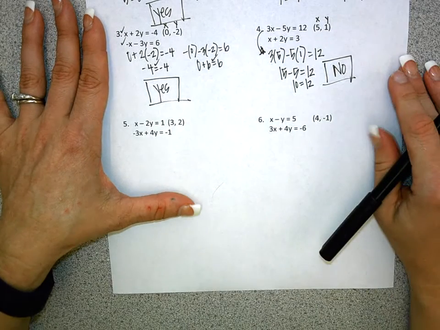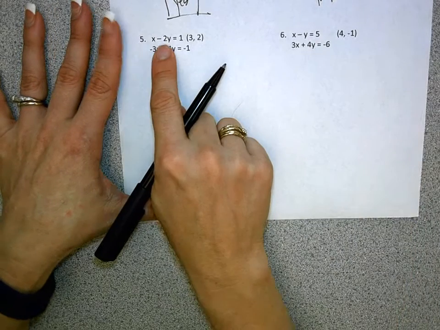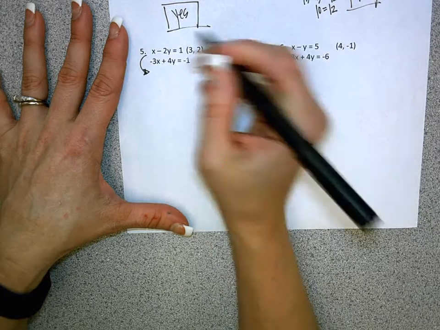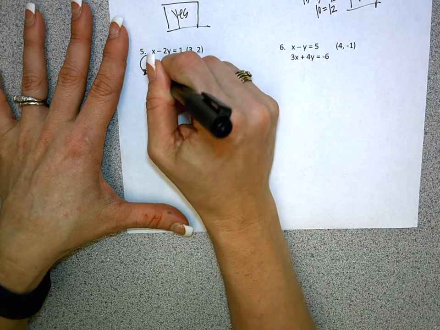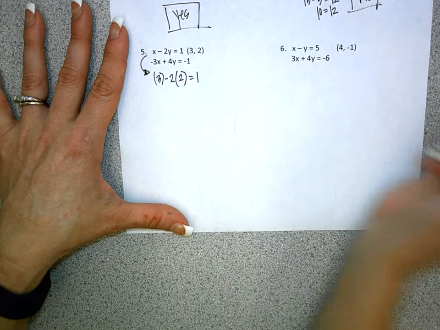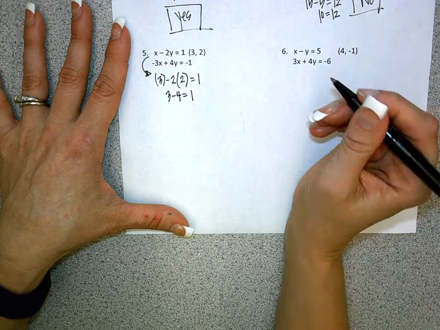Anybody have questions so far? So this is just plugging things in. Okay. Here, same thing. x minus 2y equals 1, so we're going to plug in. So your x is 3 minus 2 times 2 is equal to 1. 3 minus 4 is equal to 1. What's 3 minus 4?